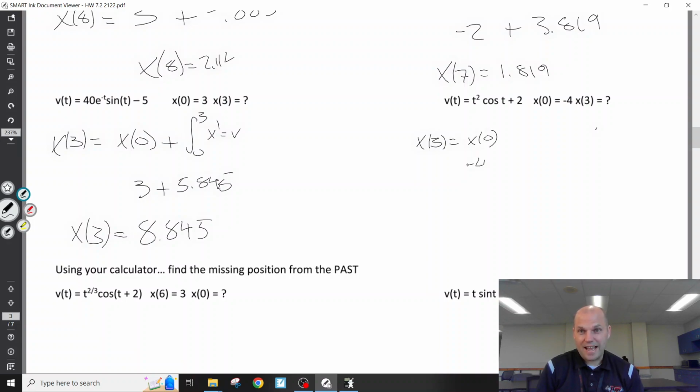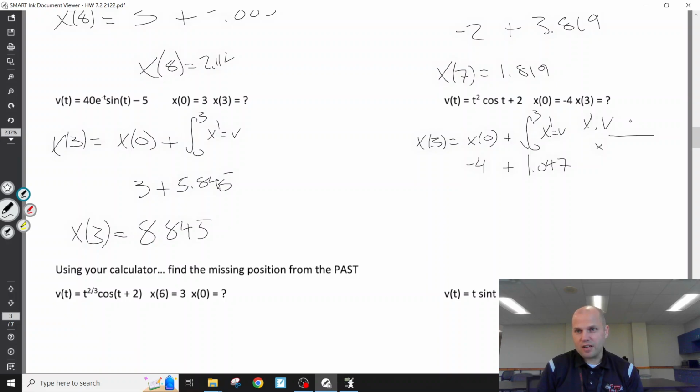Where did I start? At -4. This is a position at a time. This gives me this area under my derivative. This gives me the change in my position, how much I went up and down. Overall, I went up 1.047. Again, this is like v prime, or v, which is x prime, which tells me about x.